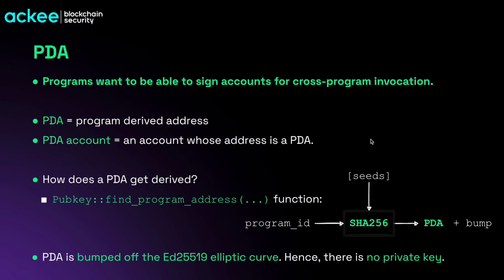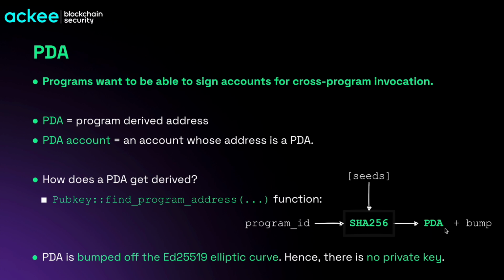So let's just recap this a little. Programs want to be able to sign accounts for cross-program invocation. PDA is program derived address. It is the actual address of our PDA account. On the other hand, a PDA account is an account whose address is a PDA. Now, how does a PDA get derived? As I said before, the PDA gets derived from our program ID and the array of seeds that we specify, and then using the SHA-256 function, we combine it with our program ID and we have a PDA as a result.